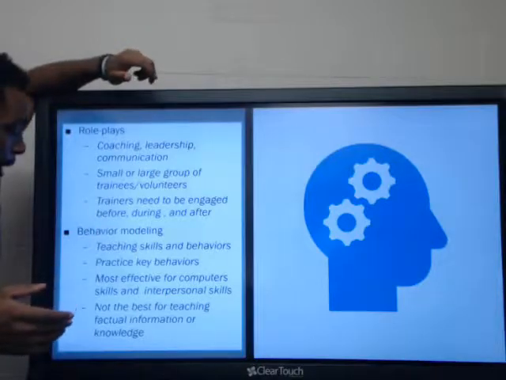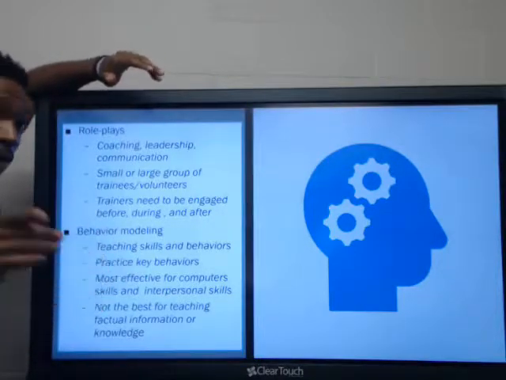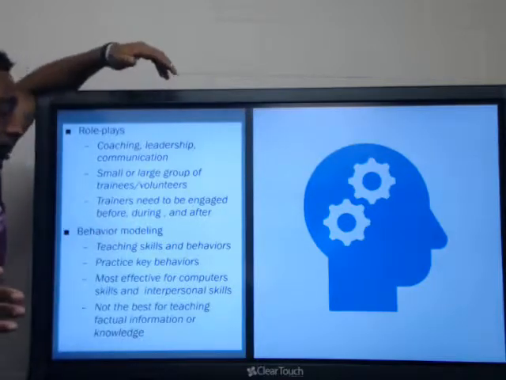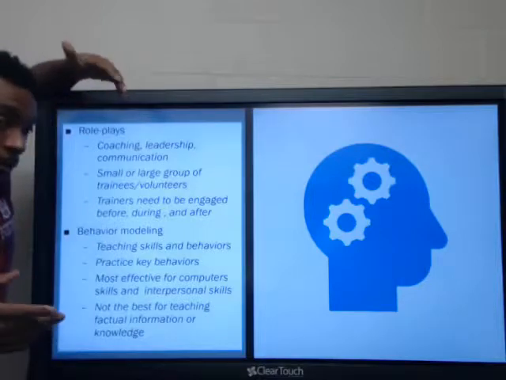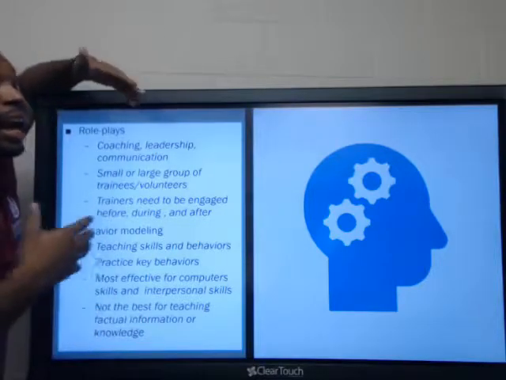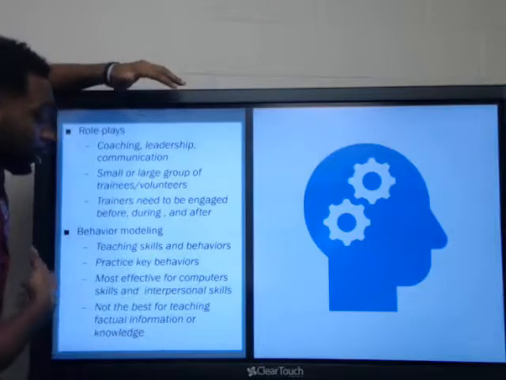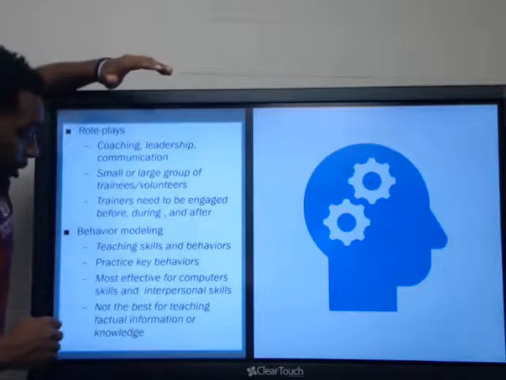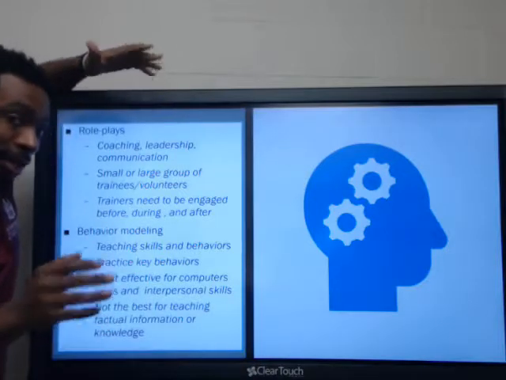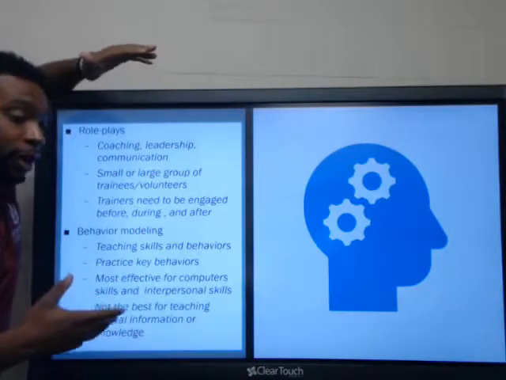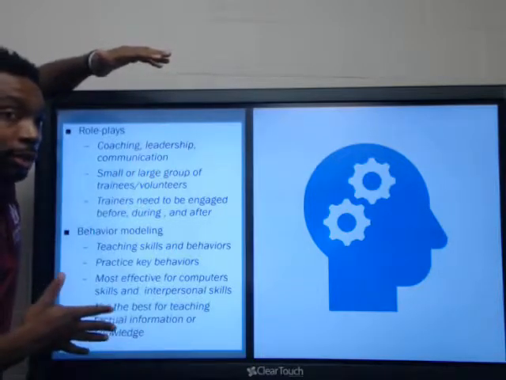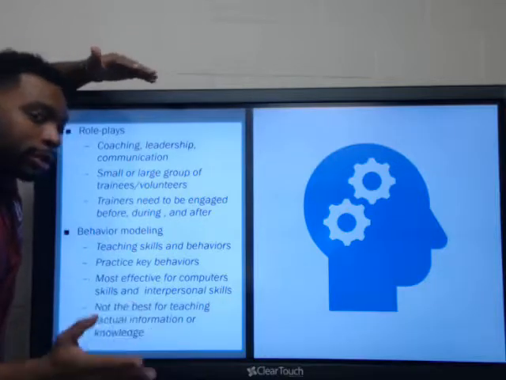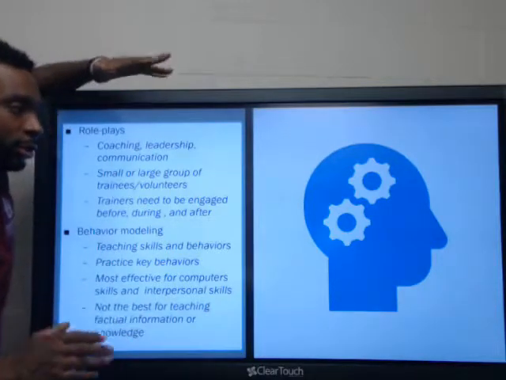Again, mainly you practice key behaviors, which is smiling, customer service, all that. It's mainly effective for computer skills and interpersonal skills, but as you see, Chick-fil-A has developed it beyond that. So this can be developed beyond computer skills and interpersonal skills. It's not the best for teaching factual information or knowledge because you're going off how you feel and how you would do it. So it's behavior wise, and emotions change, situations change. So it's always a little up in the air, some uncertainty there.